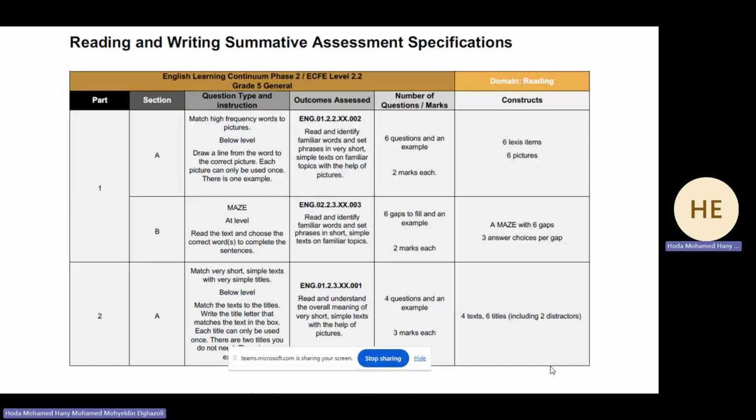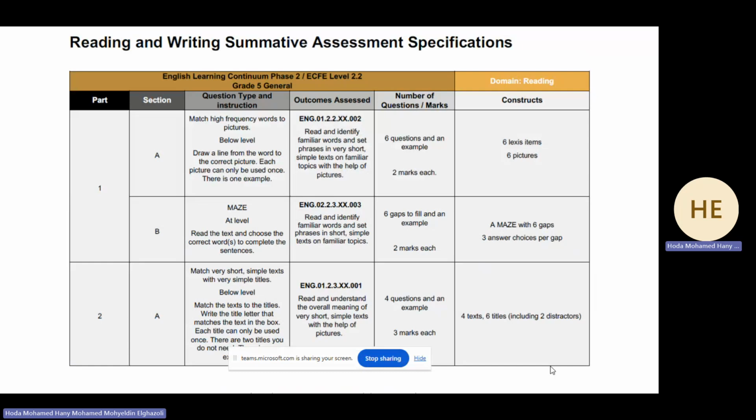The reading and writing summative assessment specification are as follows. You'll have your exam paper-based, and there'll be 2 parts, reading and writing. In the reading domain, part 1, there are 2 sections. In section A, you will have a matching activity. There will be words and pictures. Altogether 6 questions, and they will provide you an example. You will get 2 marks for each question.